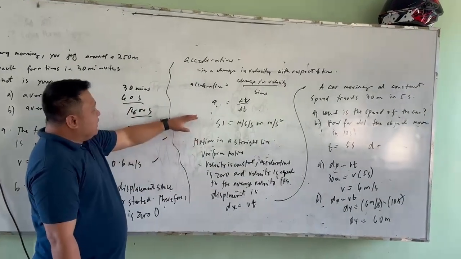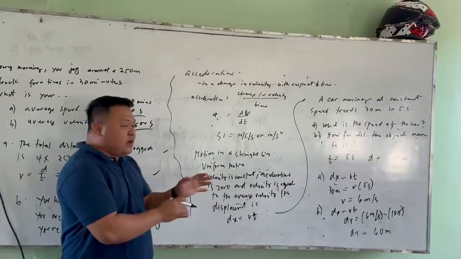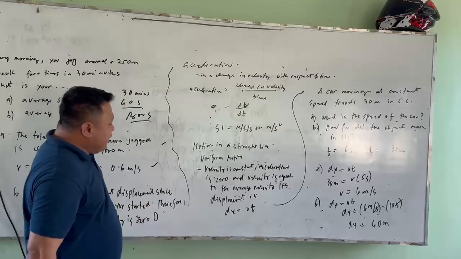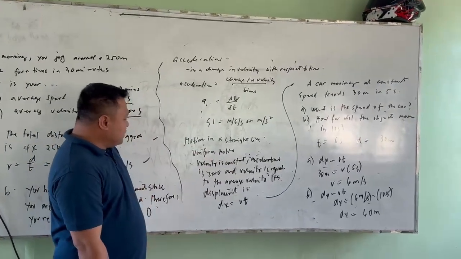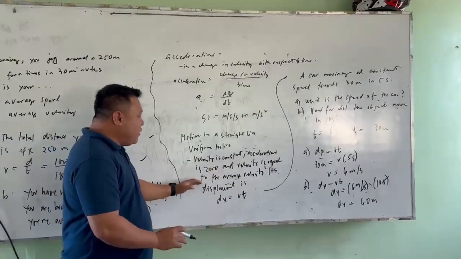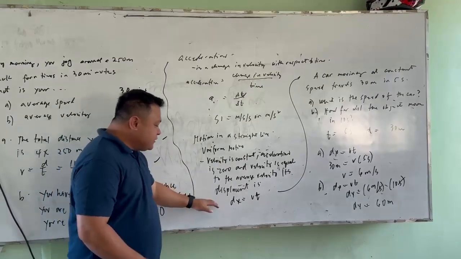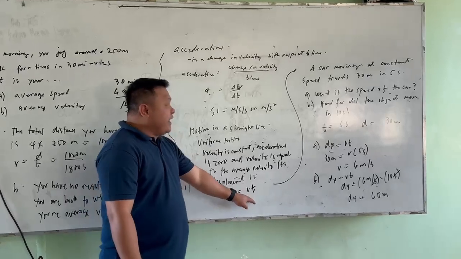Now, in terms of acceleration, we're going to talk about motion in a straight line. The first one is uniform motion. In constant motion, acceleration is 0 and the velocity is equal to the average velocity. So its displacement dx is equal to velocity times time.